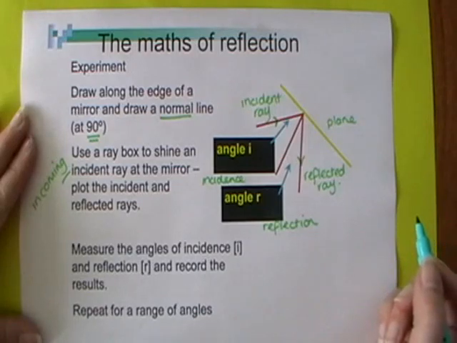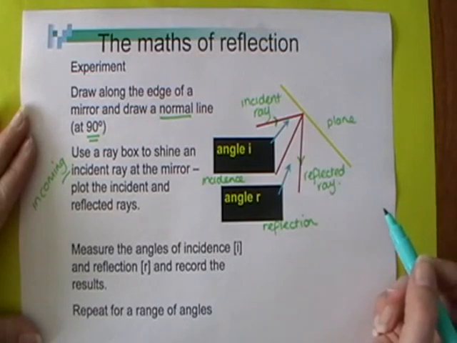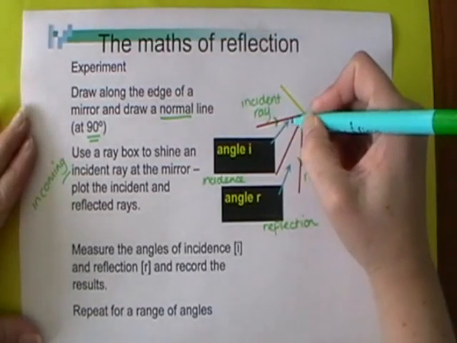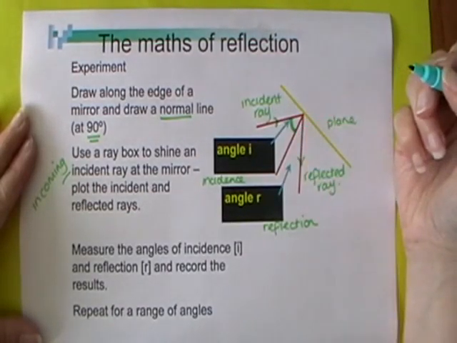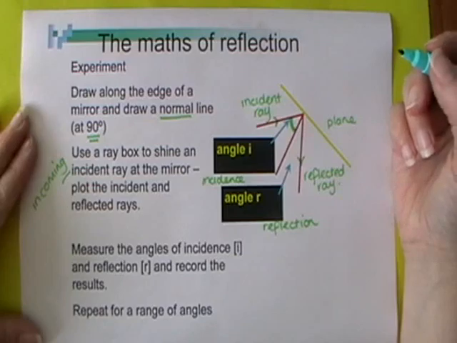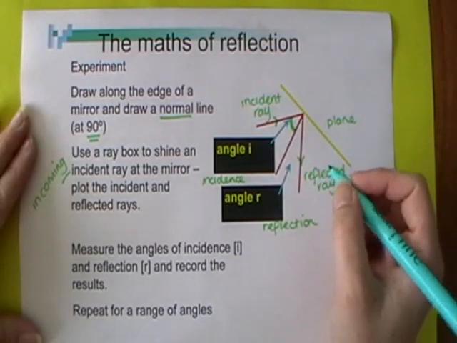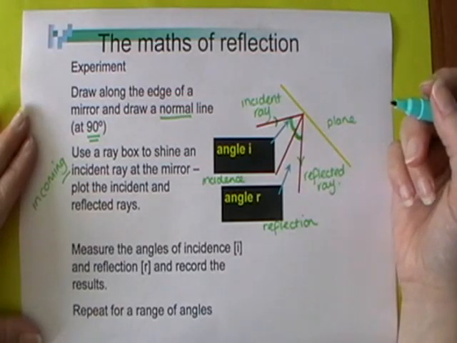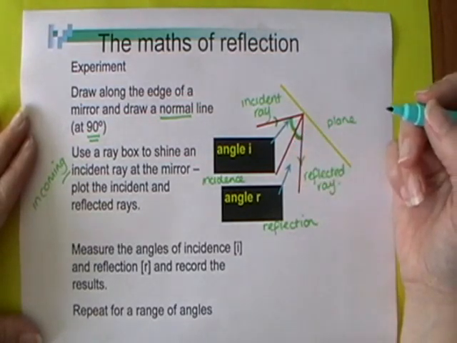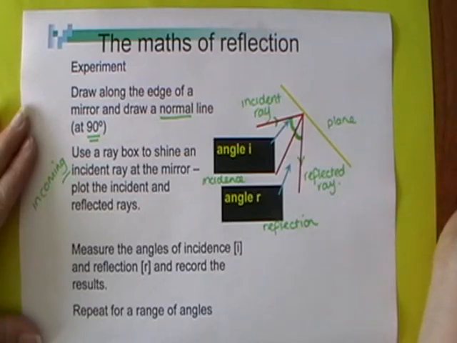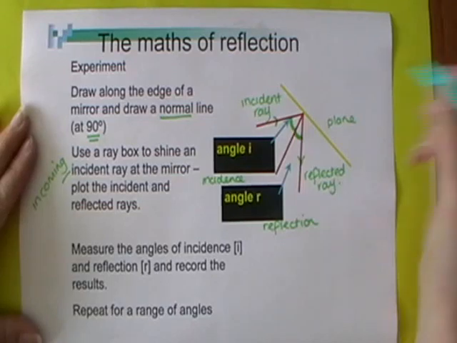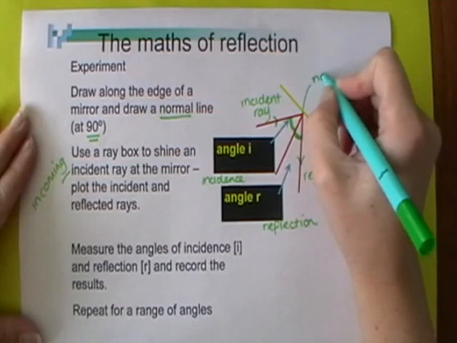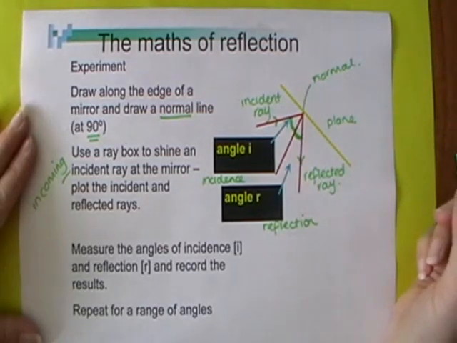Now we need to be very careful where we measure these angles, because the angle of incidence is the angle between the incident ray and the normal. That's very important that you get that right. And the angle of reflection is the angle between the reflected ray and the normal. So every time we measure an angle in reflection, it's always the angle between the ray we are considering and the normal. So the normal is a very important line in our diagrams.